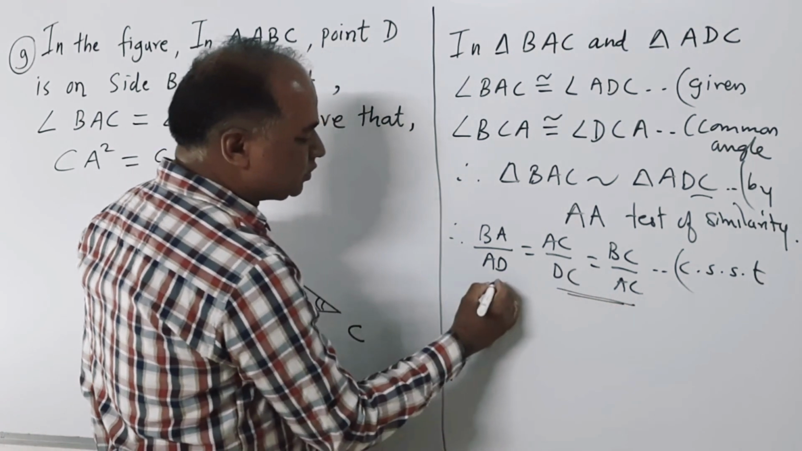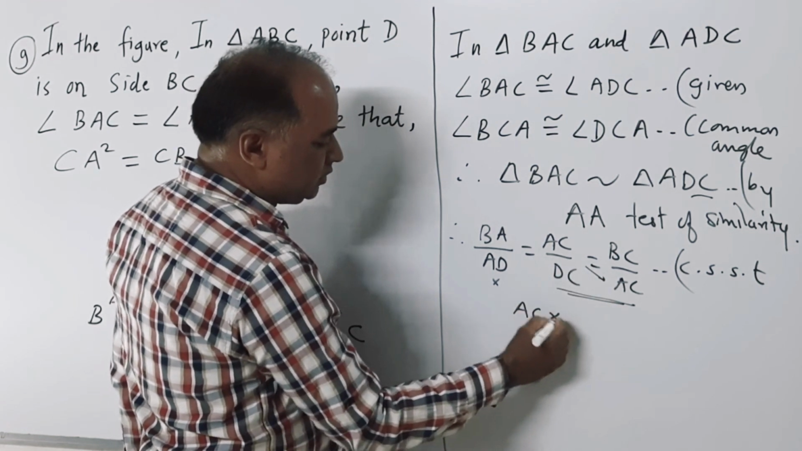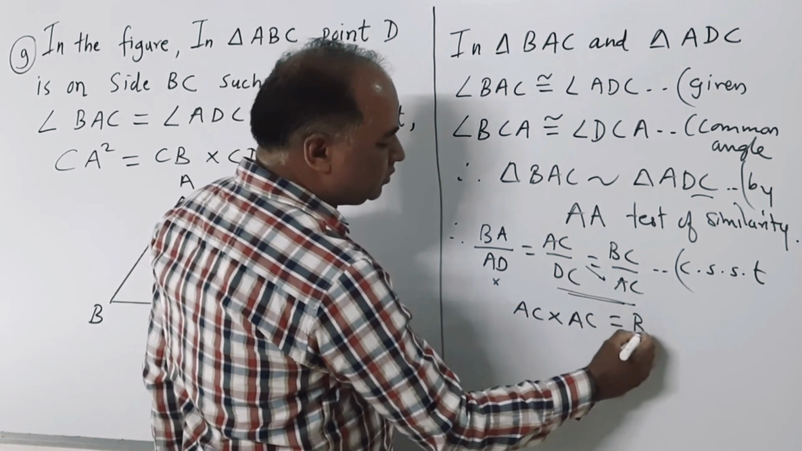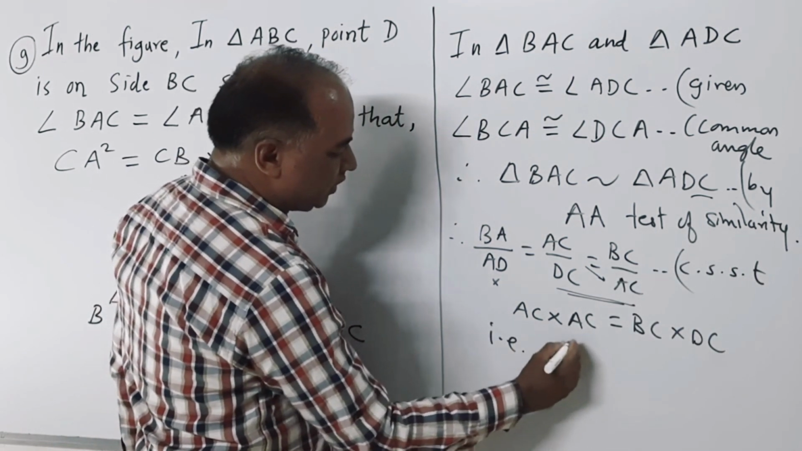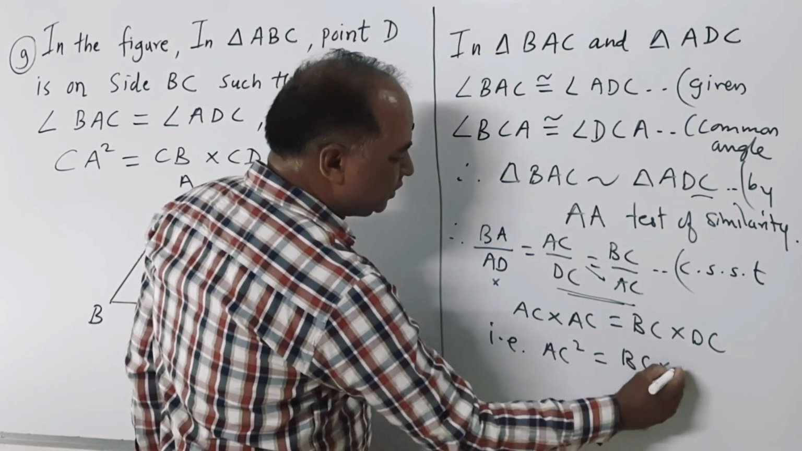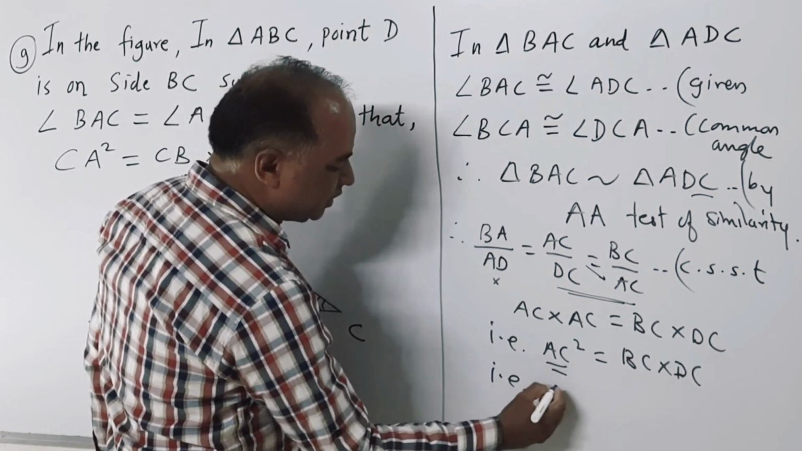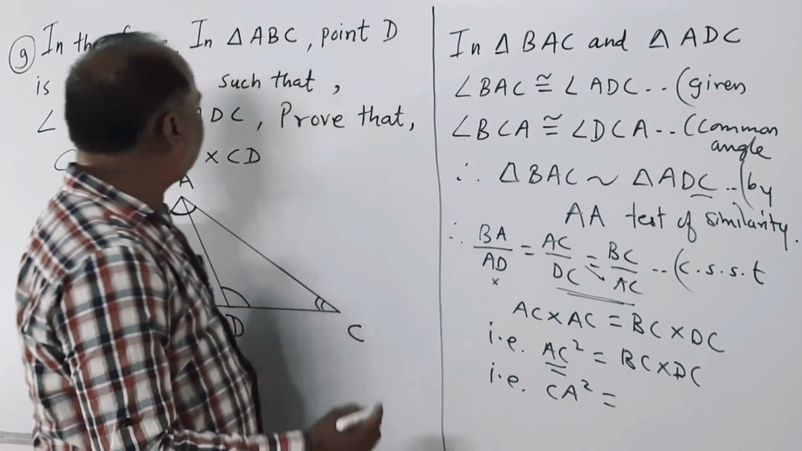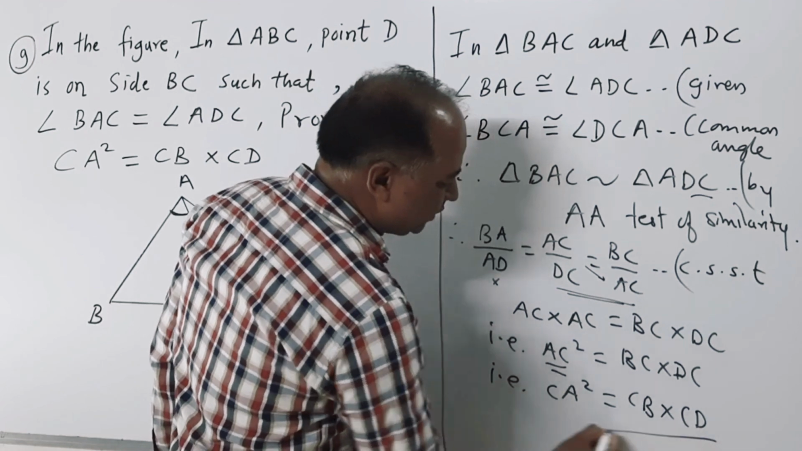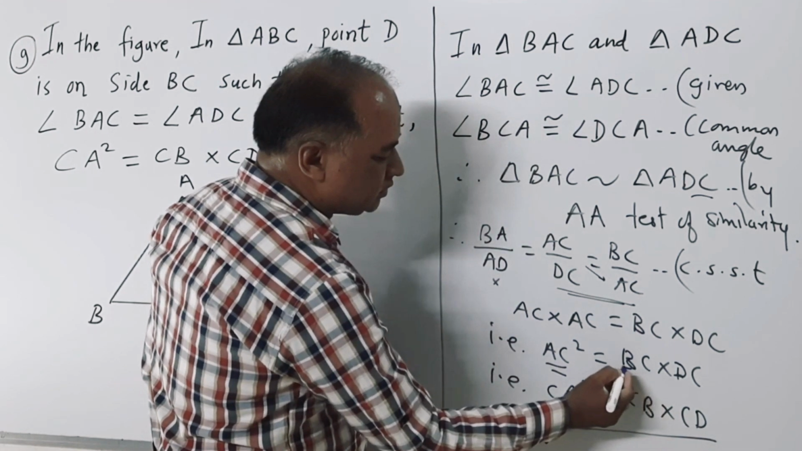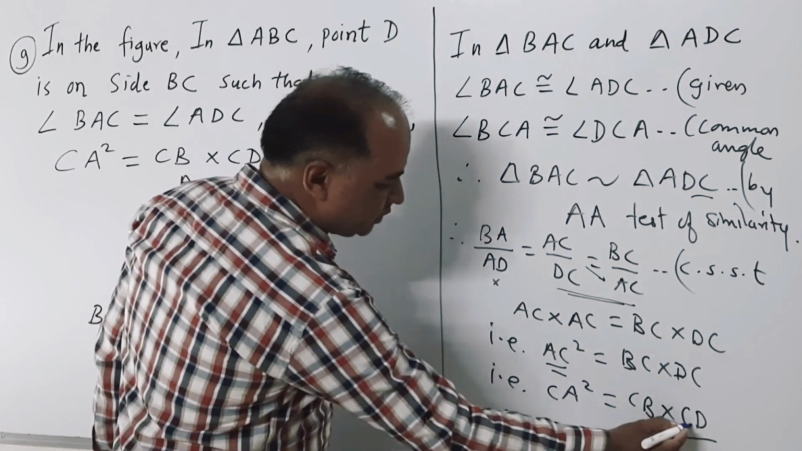That is, corresponding sides of similar triangles are in proportion. Now we will consider these two ratios, AC upon DC is equal to BC upon AC. Cross multiply here: AC into AC is equal to BC into DC. That is AC square is equal to BC into DC. AC can be written as CA, so CA square is equal to CB into CD, just exchanging the vertices of the sides. Hence we have proved it.